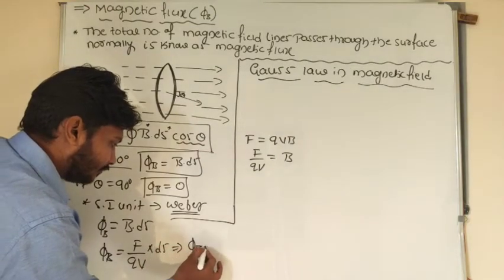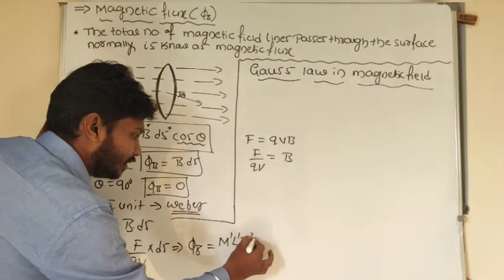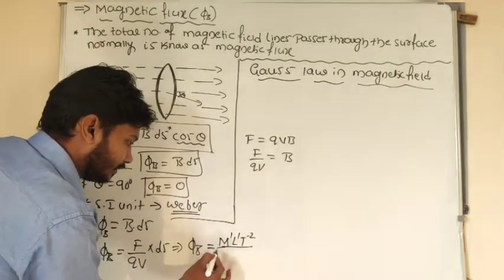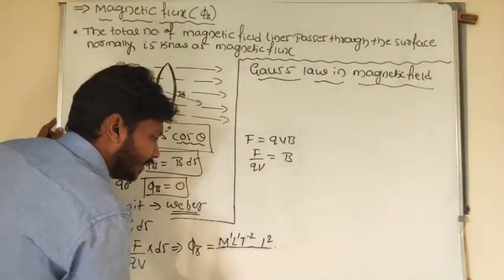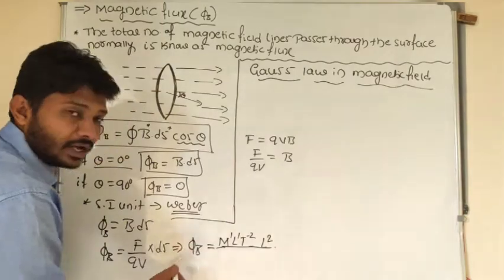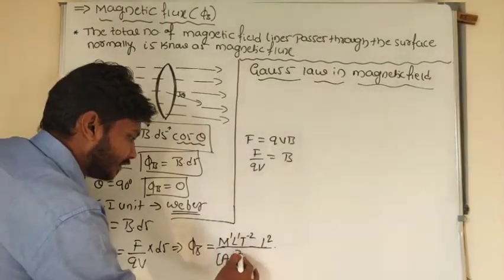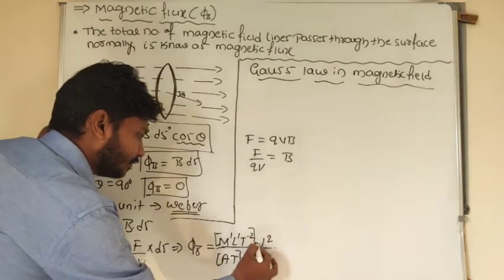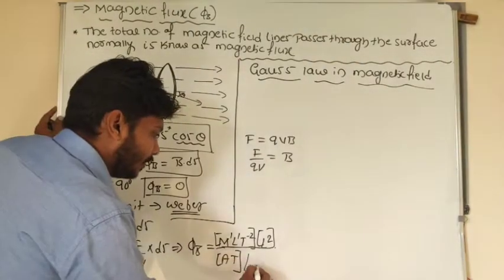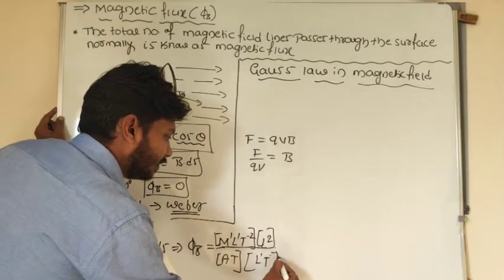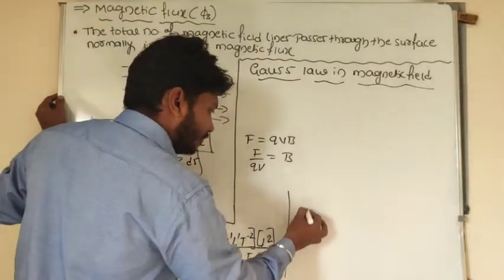Phi of B is equal to force, which means M1 L1 T to the power of minus 2, right? And dS means area, that is L square we can consider. Now charge I can take as current into time, right? This is current into time. I will write the dimensional formula for each individual physical quantity. Velocity means L1 T to the power of minus 1, right? So what will be our final answer?